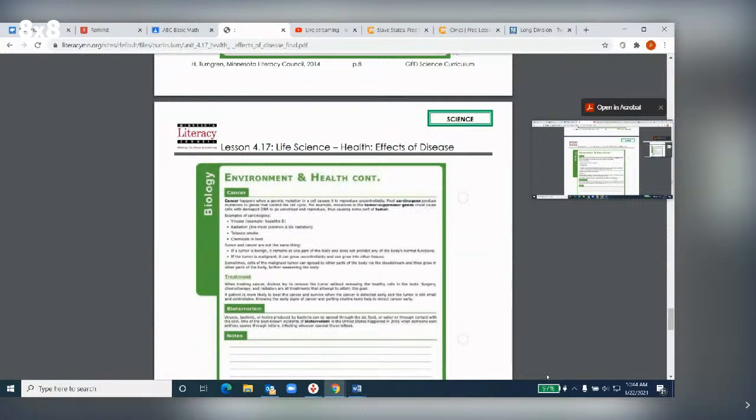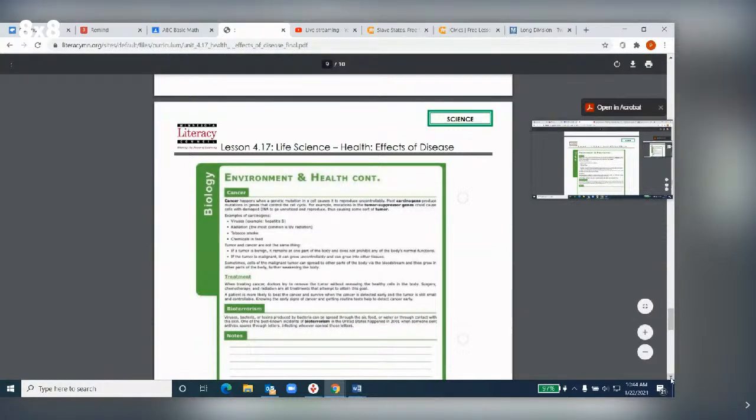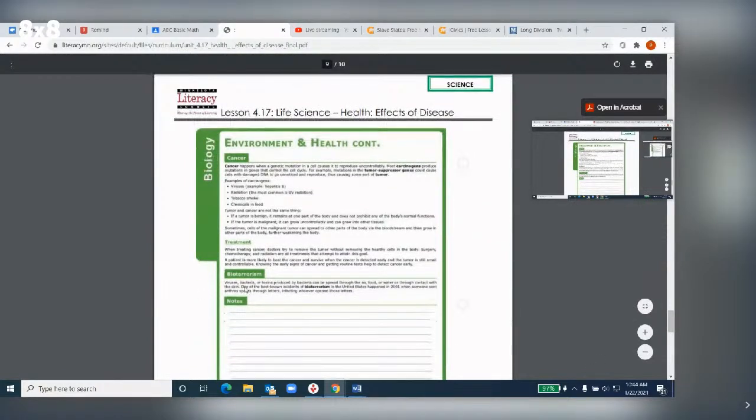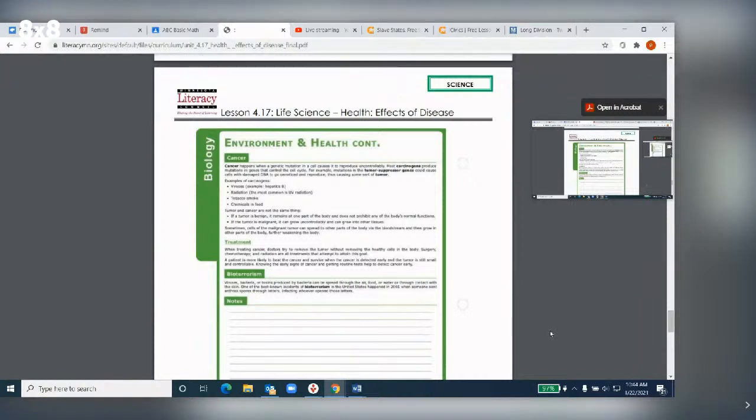Okay. And the last thing we have is bioterrorism. And that's viruses, bacteria, toxins produced by bacteria that can spread through the air, food, or water, or through contact with the skin. One of the best known incidents of bioterrorism in the United States happened in 2001 when someone sent anthrax spores through letters, infecting whoever opened those letters. So, anthrax is a chemical. If you breathe it in, it affects your central nervous system. It kind of shuts it down. You can't breathe, you end up dying.